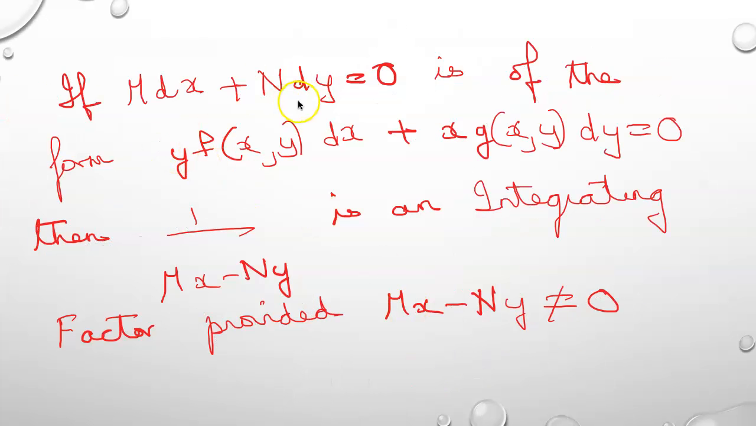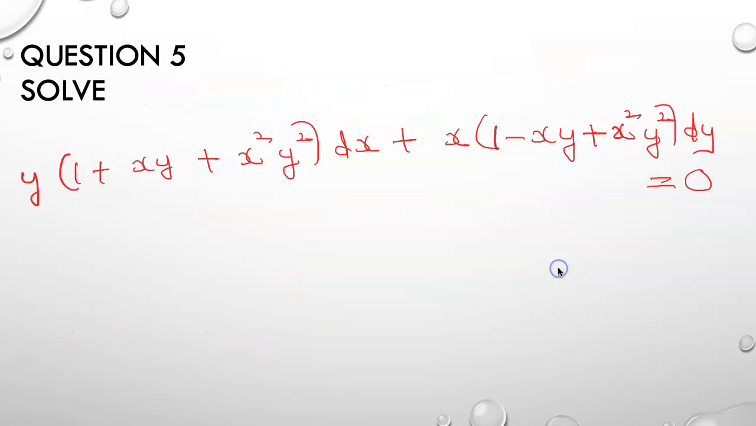Now, if M dx plus N dy equal to 0 is of the form y f(xy) dx plus x g(xy) dy equal to 0, then 1 by (Mx minus Ny) becomes an integrating factor, provided Mx minus Ny is not equal to 0. So if you can write the differential equation as y into a function in xy plus x into a function in xy, then you can apply this rule.